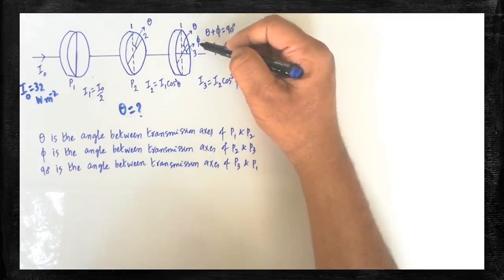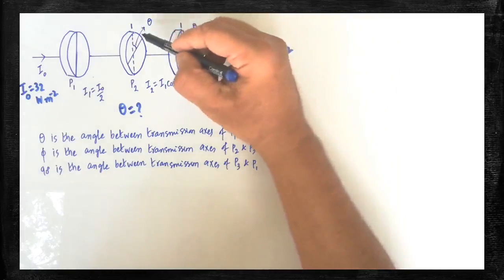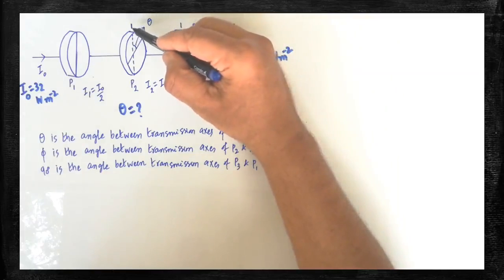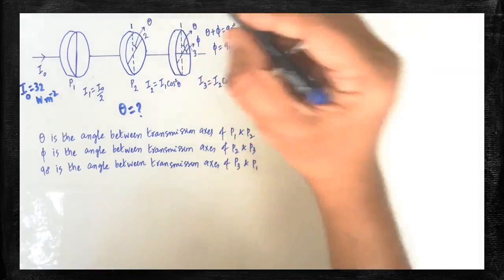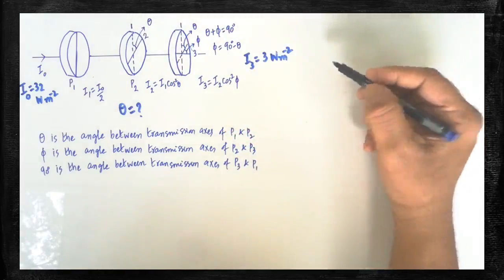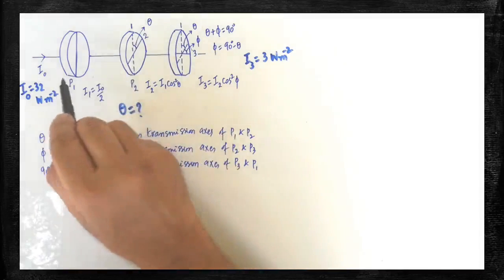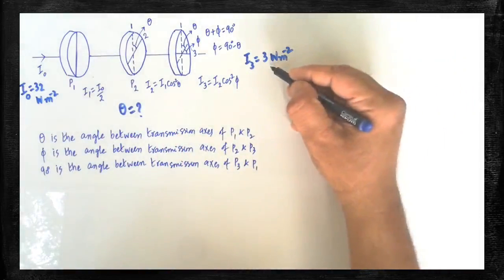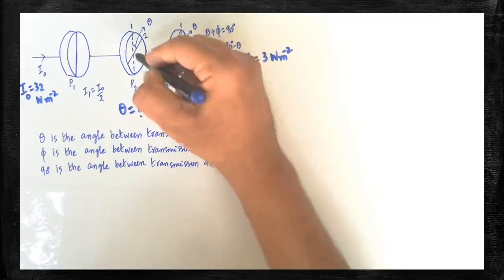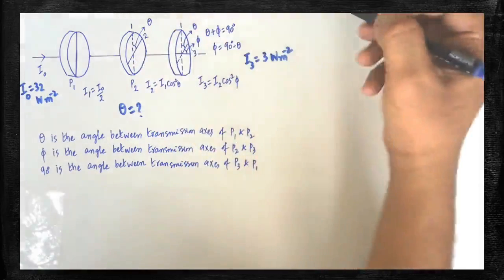With the help of pi, with the help of other values, you are asked to calculate the angle between the transmission axis of the first Polaroid and second Polaroid, that theta to be found out. Are you clear? Because the second Polaroid is kept in between the first Polaroid and third Polaroid. So to create this much intensity, at what angle should the second polaroid be rotated? That is the question here.